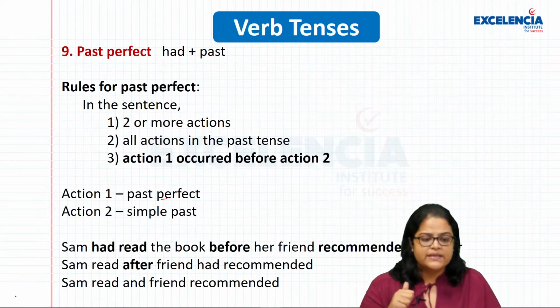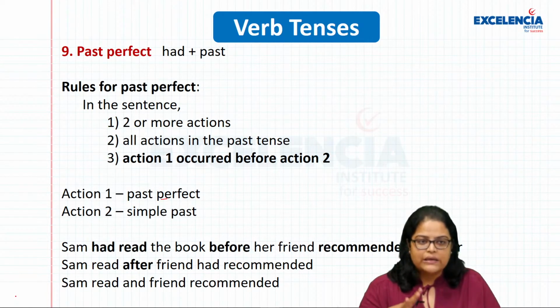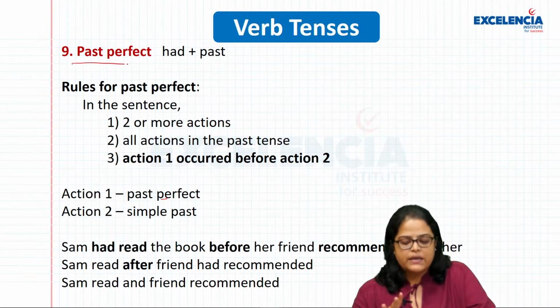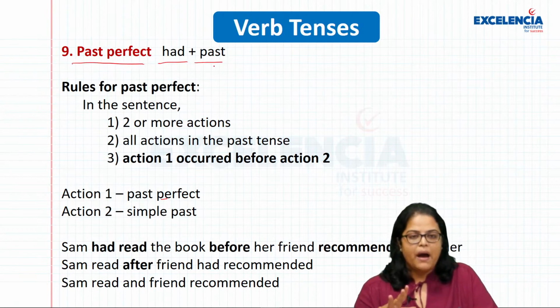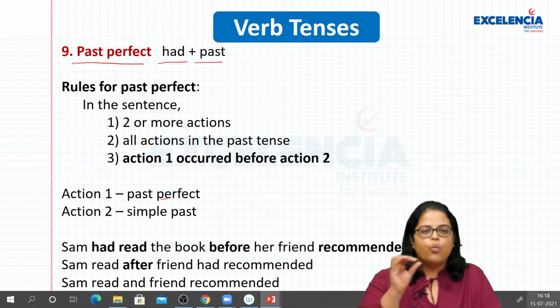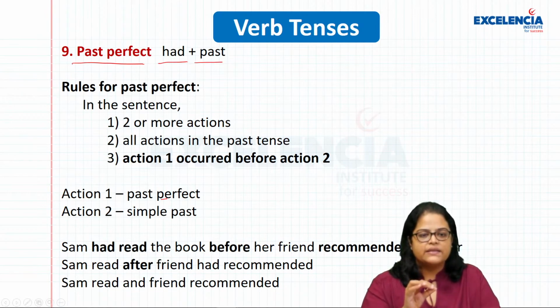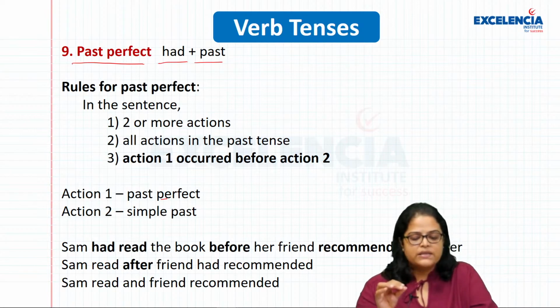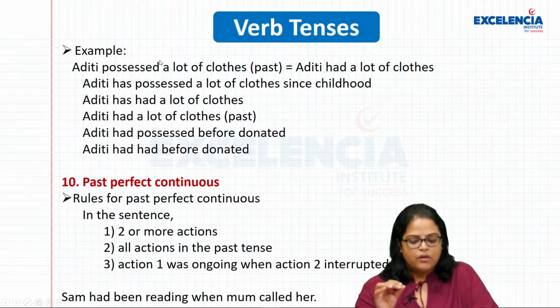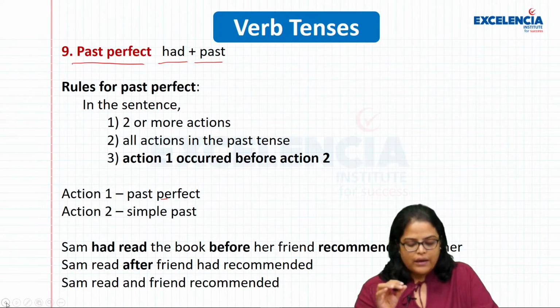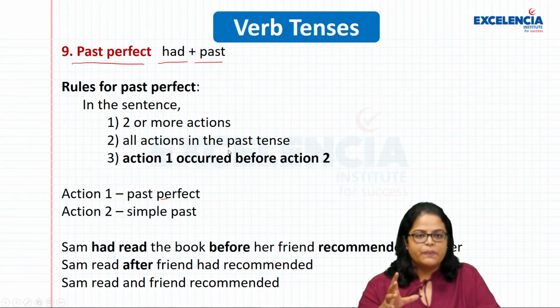Okay. Awesome. Can I move on to the next tense then? The next tense is slightly tricky. It's called the past perfect. A past perfect has a had with the main verb in the past tense. Now, past tense verb with a had. So what does that mean? Let me just read out these points and then I'm going to explain it to you.